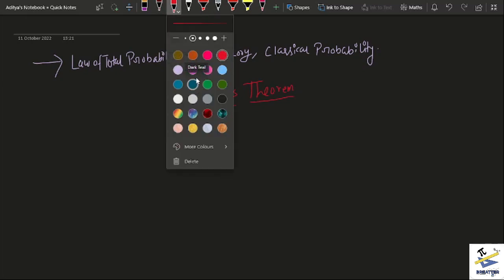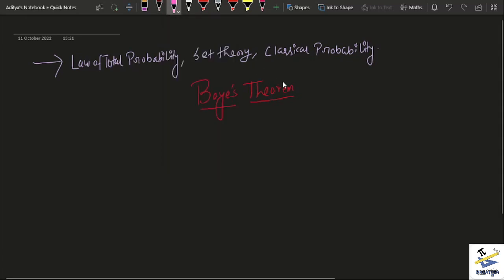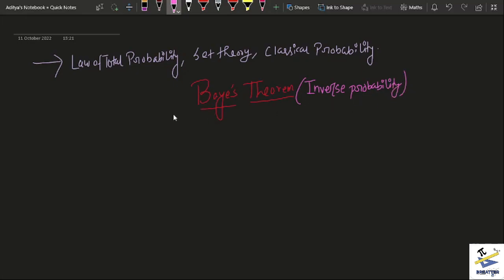Now, obviously, here the word inverse is a bit overstated, because it doesn't mean that we are calculating probability of A inverse. Okay, it's not like that. It's not like in usual algebra. But when we call inverse probability, we mean conditional probabilities. So let me just write it down quickly first. Now, Bayes theorem and inverse probability. What do we mean by it?